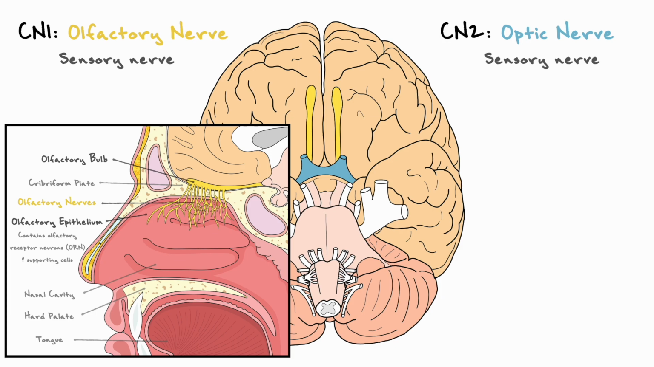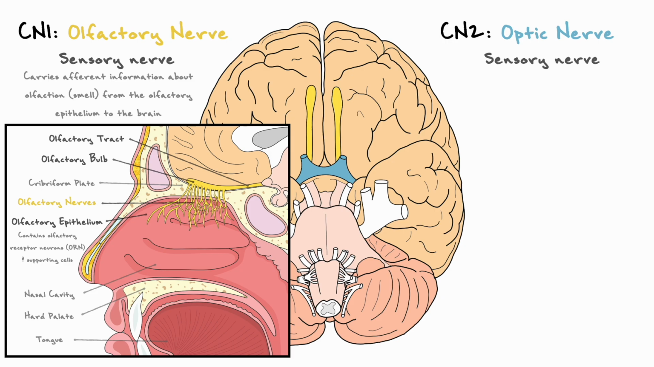After some processing in the bulb, the signals are sent to different areas of the brain through the olfactory tract. In all, the function of olfactory nerves can pretty much be summarized to them being the carriers of afferent information about olfaction from the olfactory epithelium to the brain.